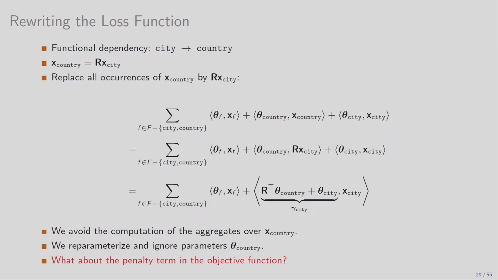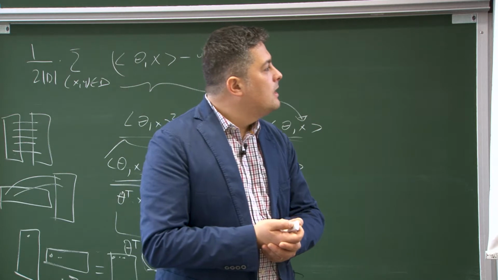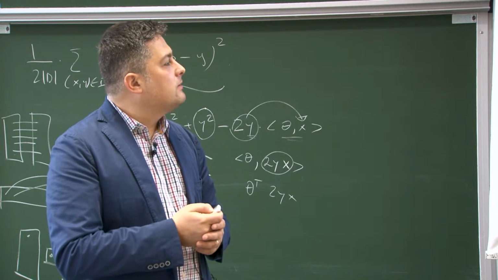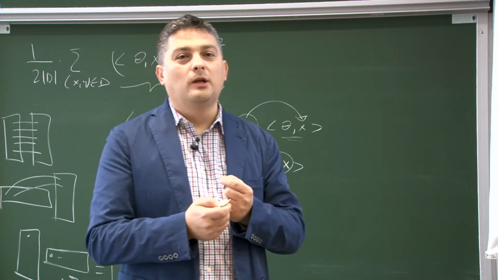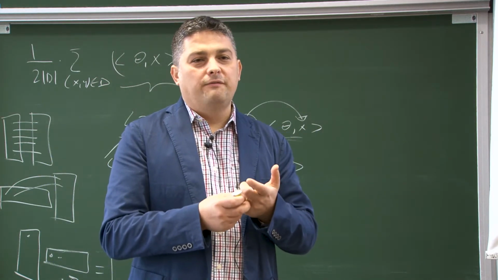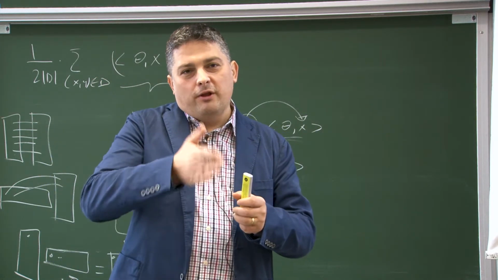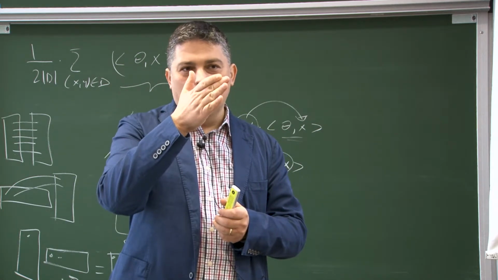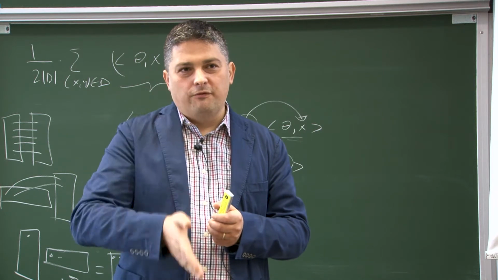Because this x country was always determined by x city, so whatever we do with x city, we can then get also something about x country. So we reparameterize then and ignore the parameters theta country. There is not only a single one, country being a categorical feature, there is a parameter for every single country in there, right? There is a parameter for England, there is a parameter for Vietnam, and so on and so forth.